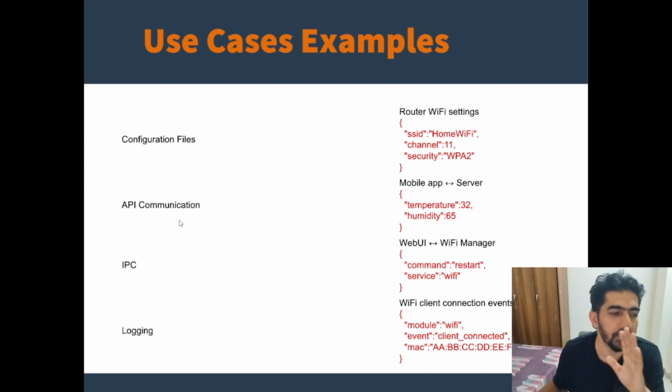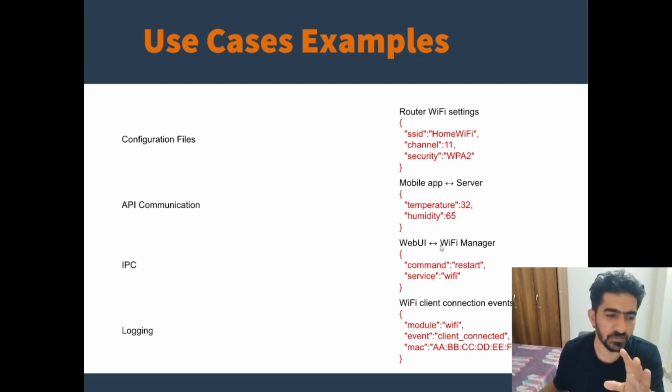Then comes the API communication. So for example, temperature is 32 and humidity is this. This key-value pair data is being sent to the cloud. Okay, so for example, here we have a mobile app, and it is sending the JSON data to the server. Okay, so this is one communication.